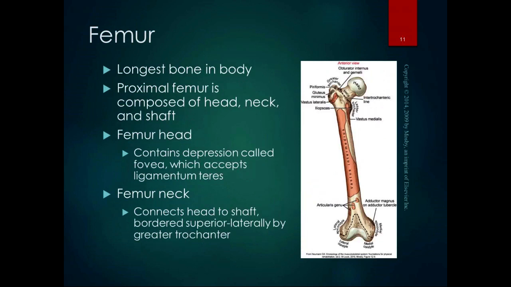So the femur, it's the longest bone in the body. The proximal femur is composed of a head, neck, and shaft. The femur head is the ball part of the ball and socket joint, and it contains a depression that's called the fovea, which accepts the ligamentum teres. So the ligamentum teres attaches from the fovea of the head of the femur into the acetabular fossa, and that helps stabilize the joint. The neck of the femur connects the head to the shaft, and it's bordered superior laterally by the greater trochanter.